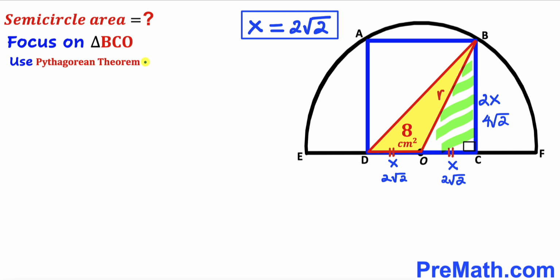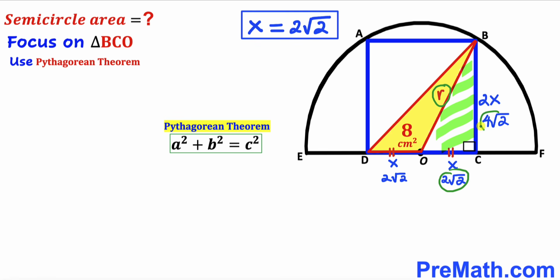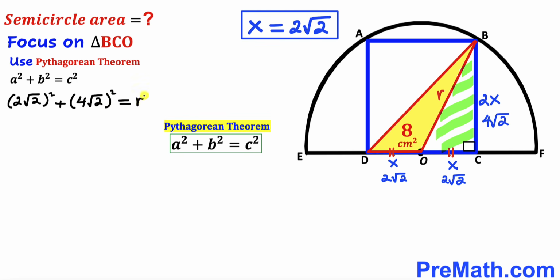So we are going to apply the Pythagorean theorem on this triangle. And here's our Pythagorean theorem: a square plus b square equals c square. And in our case, our hypotenuse is lowercase r, whereas our two other legs are 2 times square root of 2 and 4 times square root of 2. Let's go ahead and fill in the blanks in this Pythagorean formula. So we got 2 times the square root of 2 whole square, plus likewise 4 times the square root of 2 whole square equals lowercase r square.